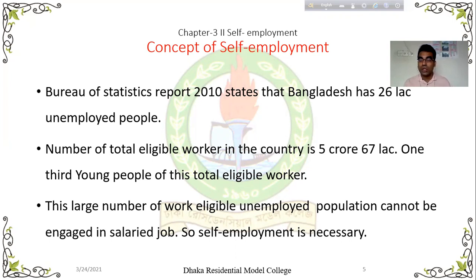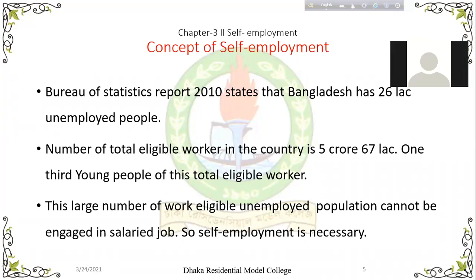কিন্তু এই সংখ্যার মতো কর্মসংস্থান নেই। There is not enough workplace for this eligible worker. That means 5 crore 67 lakh. And this large number of work eligible unemployed population cannot be engaged in salaried job. এদের সবাইকে বেতনভুক্ত কর্মে অন্তর্ভুক্ত করা সম্ভব নয়। বাংলাদেশে কি এত ওয়ার্কিং সেক্টর আছে যেখানে এতগুলো লোককে চাকরি দেওয়া সম্ভব?